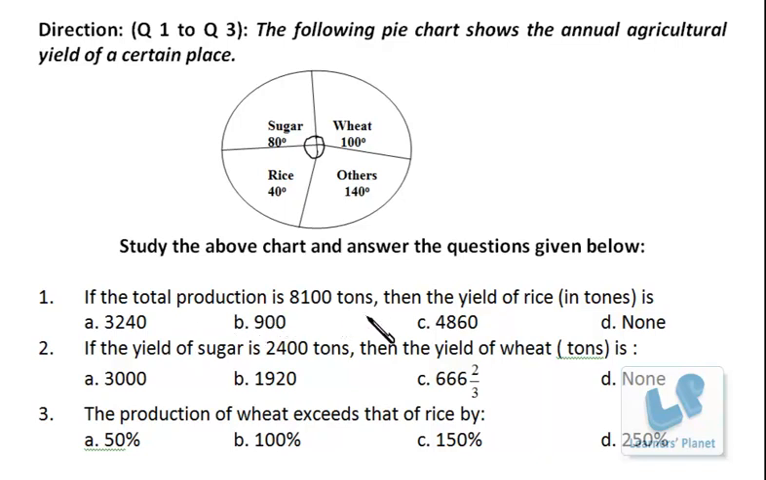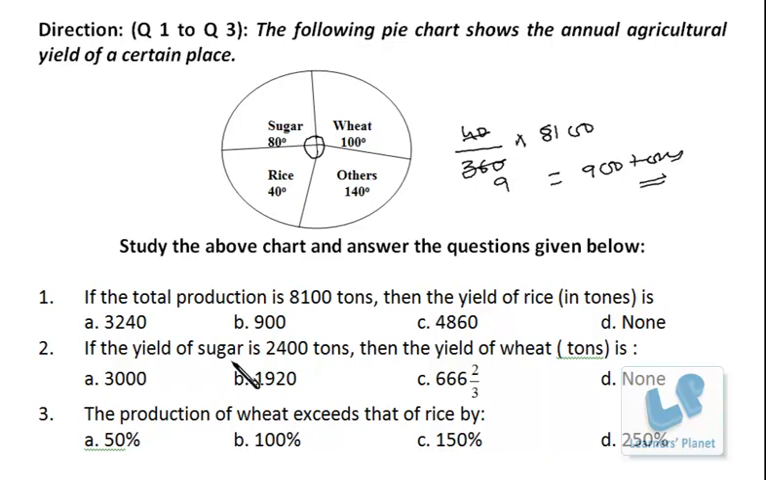If the total production is 8100 tons, then the yield of rice is. Now what's this total? This complete total will always be 360 degree, right? Now 360 degree is 8100. Now what is the contribution of rice? That is 40 degree. So rice is 40 degree from 360, then what will be its contribution from 8100, right? Total is 360, rice is 40 degree and actually for the complete amount is 8100. So what will be the contribution of rice? So it's quite simple, that is 900 tons, right?